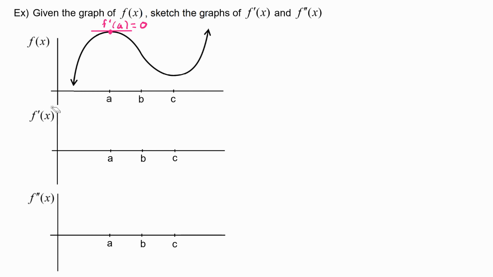So we can come down on the graph of f prime, and at x equals a, we know f prime has to be 0. The same is true over here at x equals c. The slope of the tangent is also 0, so f prime of c is equal to 0, and we can put that on our graph of f prime. So now what we want to do is take a look at the slopes on f. They become the y values on the graph of f prime.